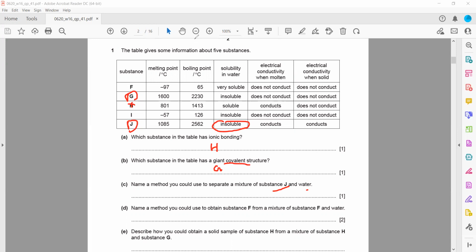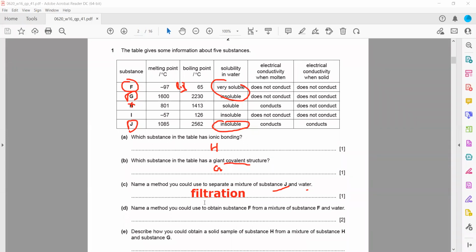Then name a method you could use to obtain a solid F from a mixture of substance F and water. So we want to obtain F from water, but it is very soluble. And what is the state of F? The state of F is liquid at room temperature, so it is a miscible liquid. Whenever we want to separate miscible liquids, because F is liquid and water is also liquid, we use fractional distillation. On the basis of the boiling point, the two substances are separated from each other.